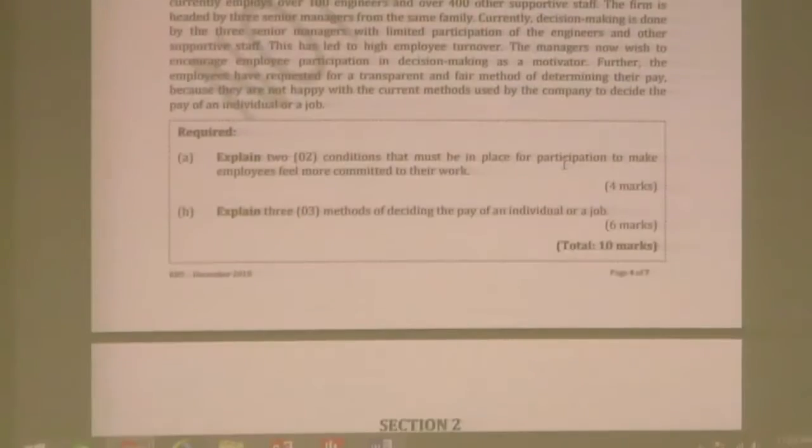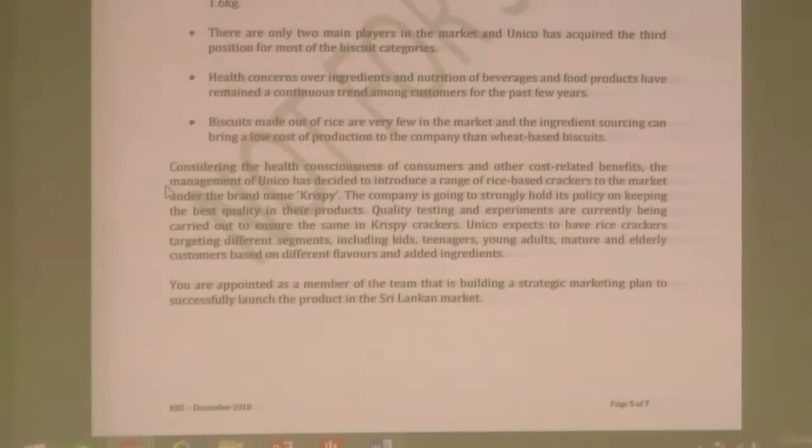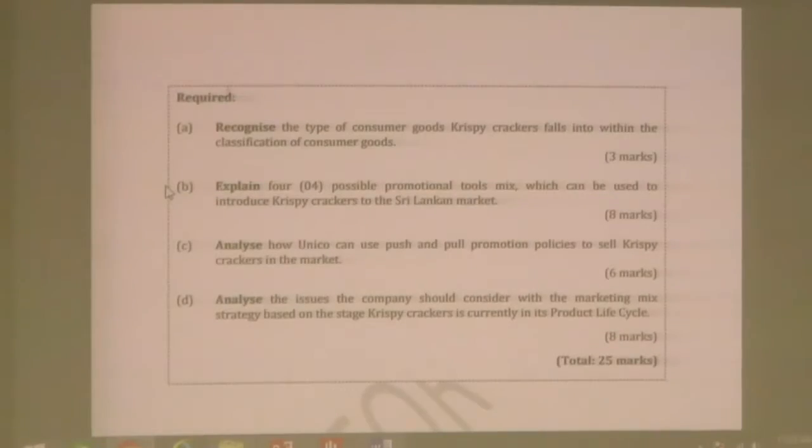Question number 5 is on what? Committed to it. This is the HR model. Explain two conditions that must be in place for participation to make employees feel more committed to work. Deciding pay for an individual: what are the methods of deciding pay for an individual job? Testing your technical knowledge on these areas. Okay.